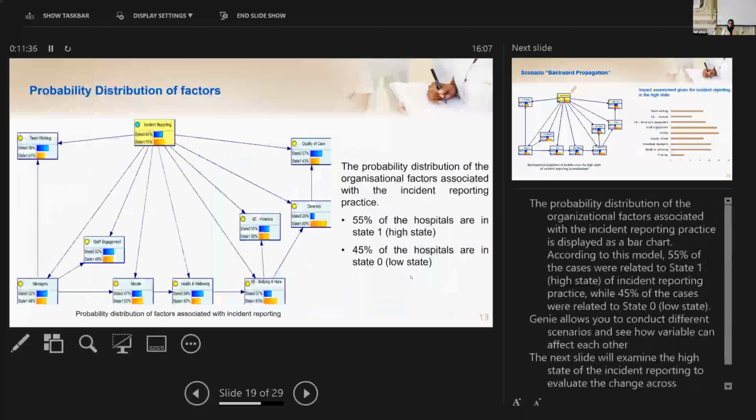Moving on, the probability distribution of the organizational factors was also found, as we can see in the bar charts. For the class variable, 55% of the cases were for state 1, which is the high state, and 45% of the cases were for state 0, which is the lower state. GeNIe Modeler allows you to conduct different scenarios to see how the factors can affect each other. For the next slide, we're going to examine the high state of the incident reporting. We're going to have it at maximum, which is 100%, to see how the other factors will be affected.